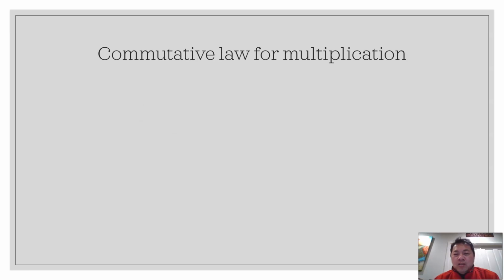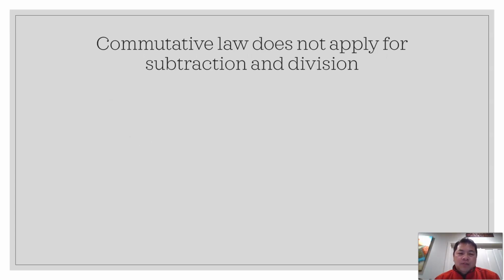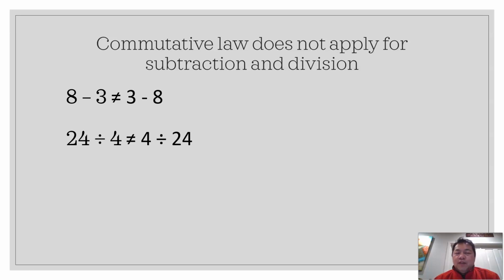So the multiplication concept is the same as what I told you earlier on. ab is the same as ba. So 5 times 9 equals 45, and 9 times 5 equals 45. So they are the same. Unfortunately, commutative law does not apply to subtraction and division. Just like 8 minus 3 is not the same as 3 minus 8, they are different. And also 24 divided by 4 is different from 4 divided by 24. Got it?